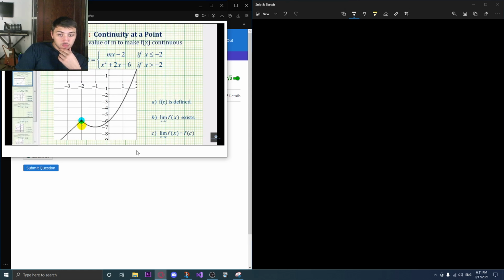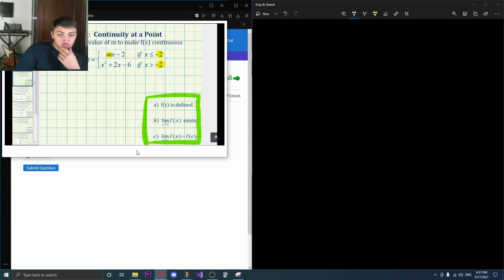So I can set this up as an equation and then solve for m. Again, in order for this to be continuous everywhere, mx minus 2 must equal x squared plus 2x minus 6 when x equals -2. So for the first step, we'll substitute -2 for x. So m times -2 is -2m minus 2 equals -2 squared is 4, plus 2 times -2 is -4 minus 6.